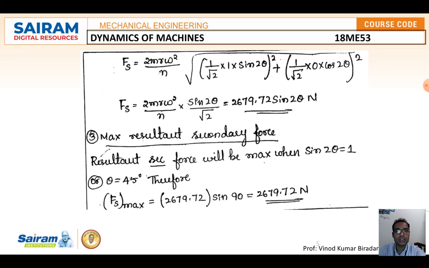So just observe the last values: if sin 2θ comes, then the resultant secondary force will be maximum; if sin 2θ does not come, it is not. So sin 2θ is equal to 1 means 2θ is 90 degrees. So you have to put F_s maximum equal to 2679.72 sin 90 degrees, that is 2679.72 you are going to get. N is not the force unit, the unit is Newton. Okay, so I hope you understand this type of problems.